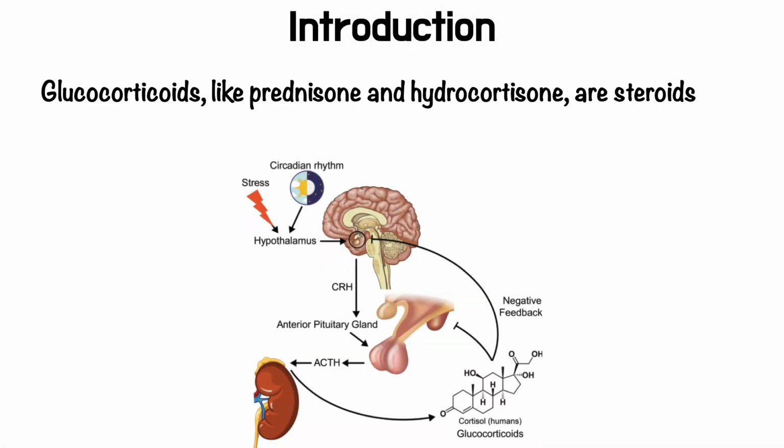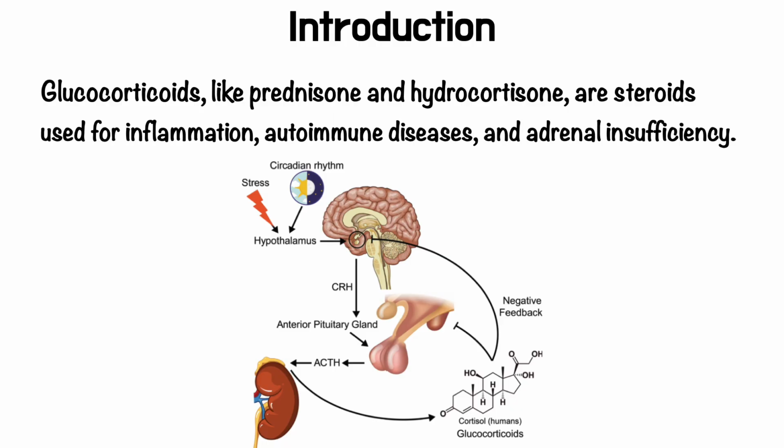So glucocorticoids like prednisolone or hydrocortisone, these are steroids, right? They are primarily used for inflammation, autoimmune diseases, and adrenal insufficiency. And also the figure attached right here is the hierarchy of release of cortisol, that is endogenous glucocorticoids. So how is that getting released?